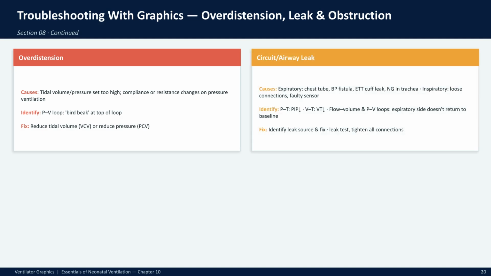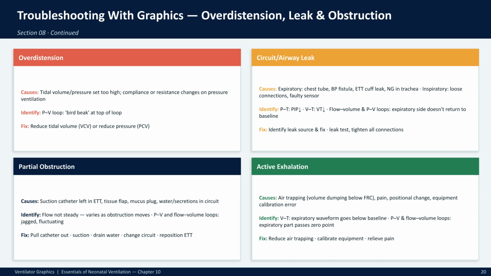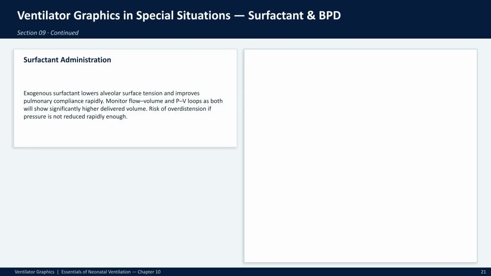Circuit leaks are detected when the expiratory limbs do not return to baseline. Partial obstructions cause jagged, fluctuating loops, while active exhalation is seen when the expiratory waveform crosses the zero point. Surfactant administration leads to rapid improvements in compliance, but it requires careful monitoring to prevent overdistension. Following surfactant use, clinicians must watch for alarms related to low tidal volume, as the lung mechanics shift rapidly.